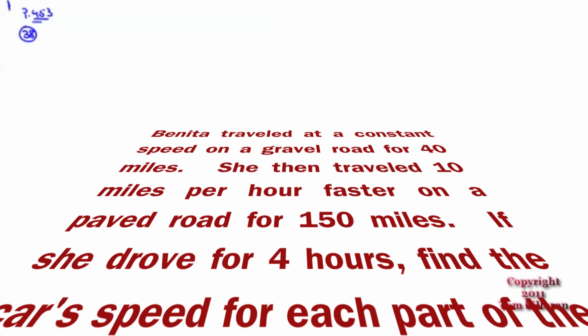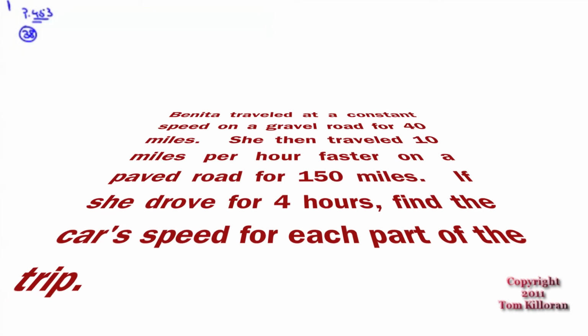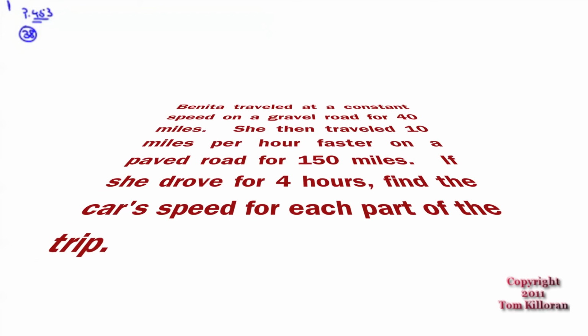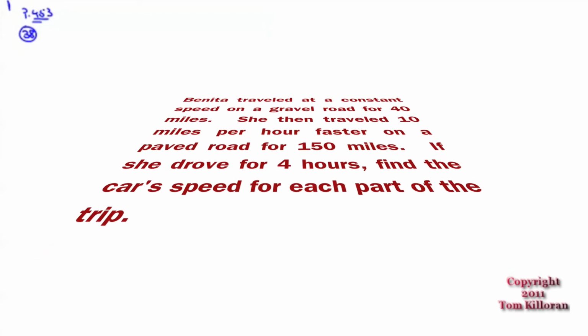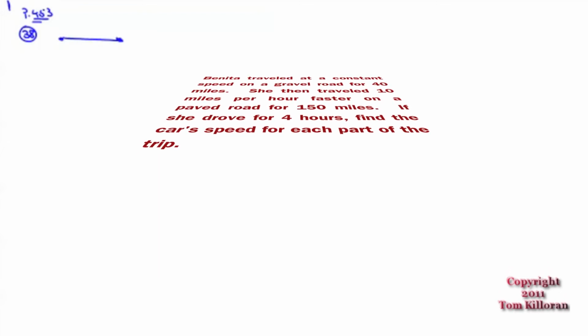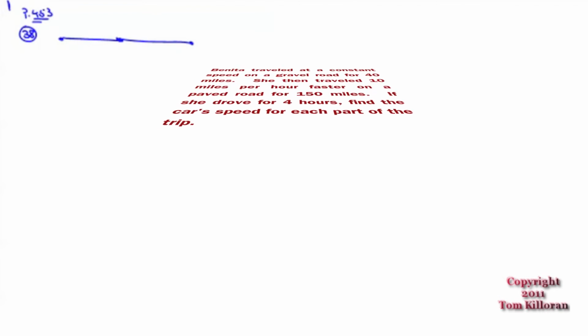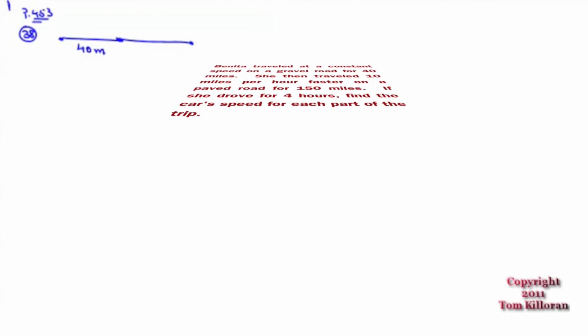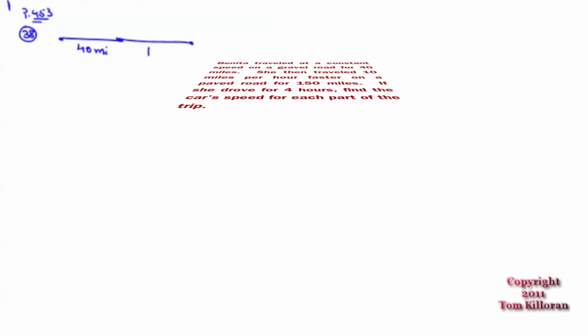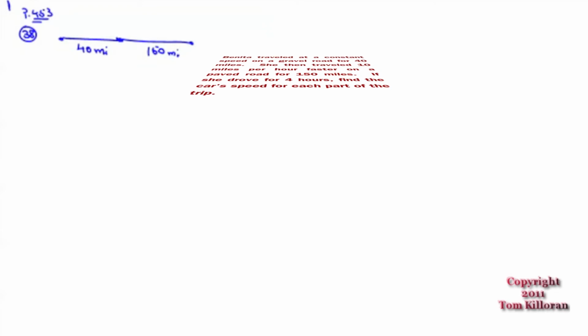Benita traveled at a constant speed on a gravel road for 40 miles, then she traveled 10 miles per hour faster on a paved road for 150 miles. If she drove for 4 hours, find the car's speed for each part of the trip. So there's 2 parts of the road. This portion of the road was 40 miles. This portion of the road was 150 miles. They just want to show that she's changing speeds.